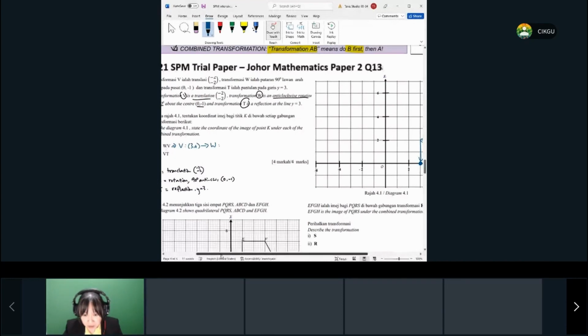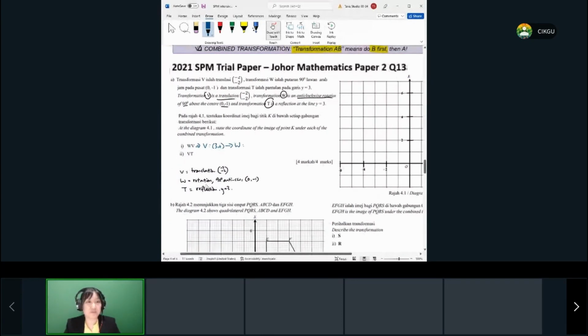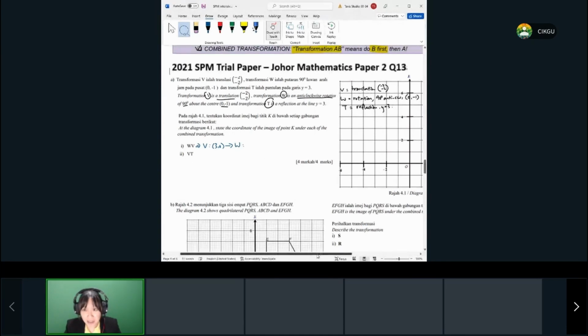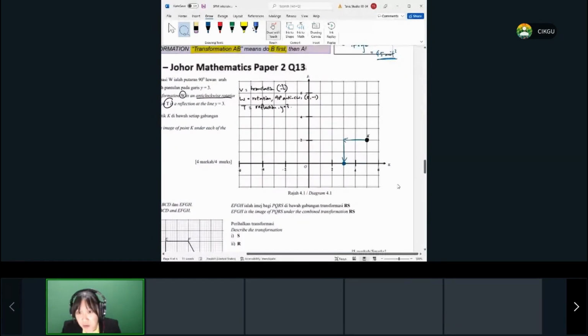W is a rotation, 90 degrees anti-clockwise at (0, -1). Let me just move this over to here, I think it's easier to see. If you want to rotate something, you must of course pinpoint. You must pin the paper first at (0, -1). That is the pivot. That means you pin here.